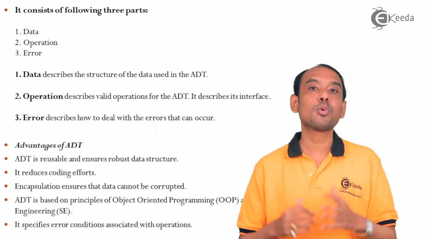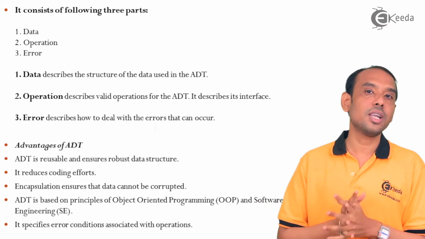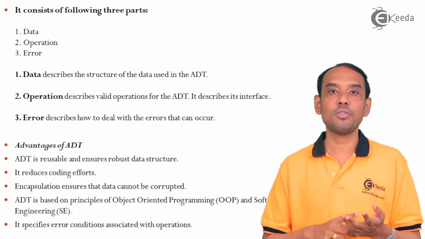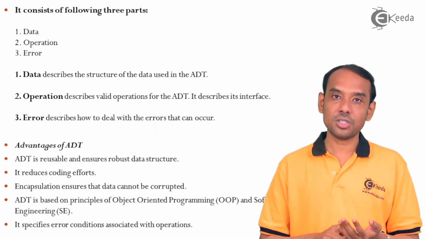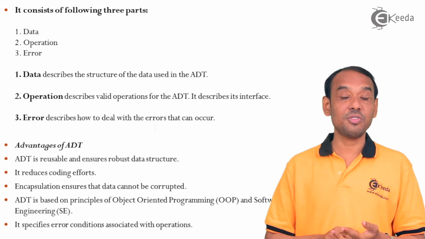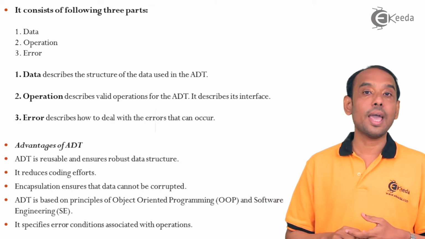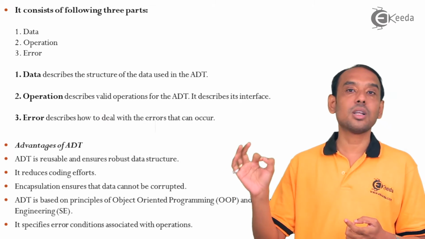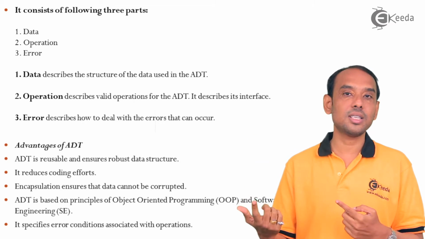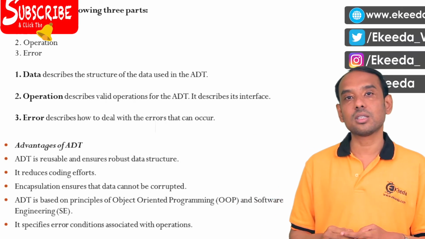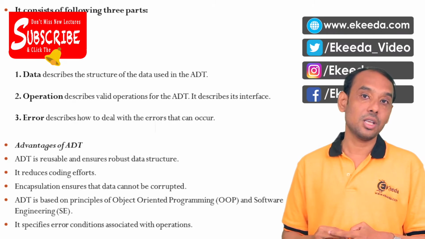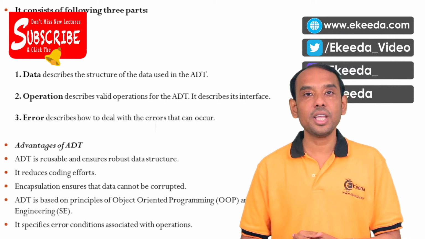So abstract data type consists of all the things which are necessary for the user. It consists of your data, the type of structure you are going to use, operations, which are the valid operations the user can perform, and the last is error. The error solving method, what kind of conditions arise and how to deal with the errors, is also given in the ADT. So as I mentioned, ADTs are very useful.